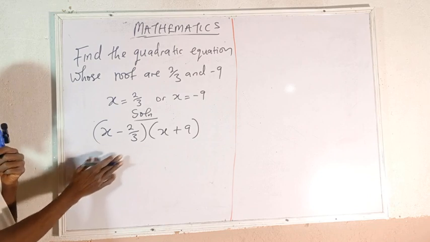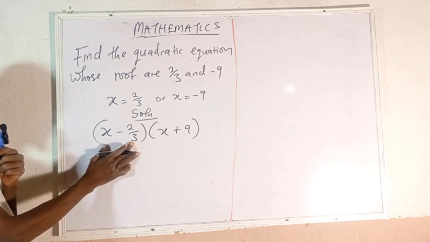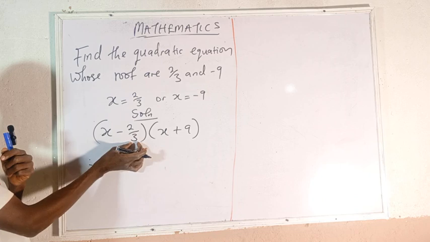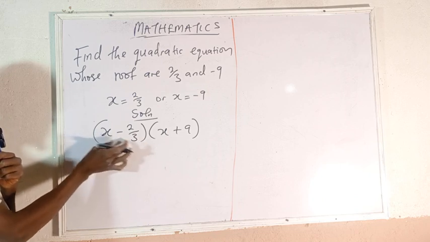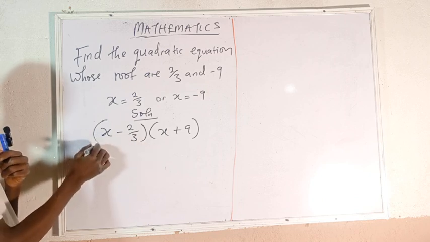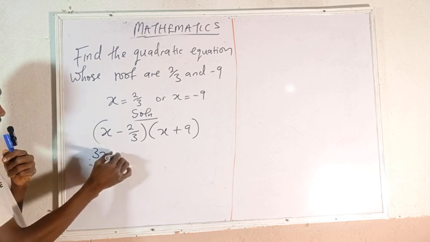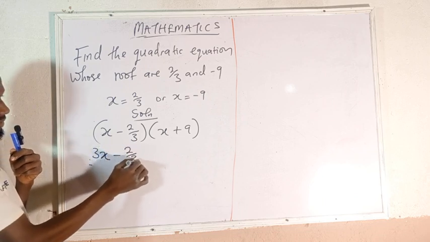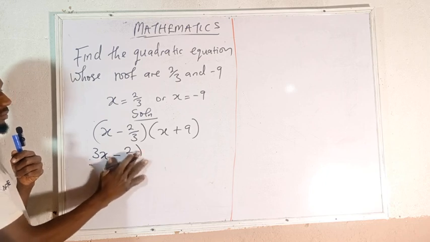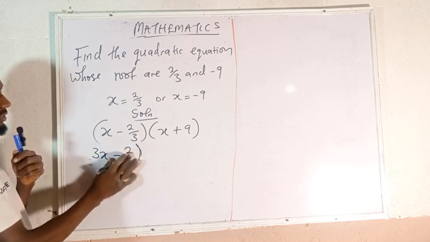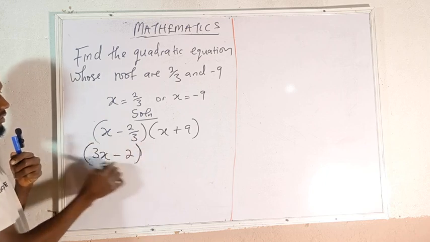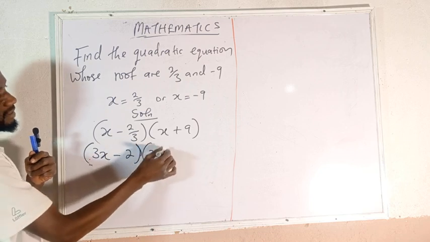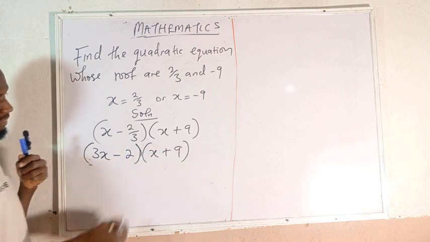Before removing the bracket, let's remove this fraction. We are removing this fraction by multiplying this x with 3. Okay, now we have 3x minus 2, minus 2 only. We have x plus 9.